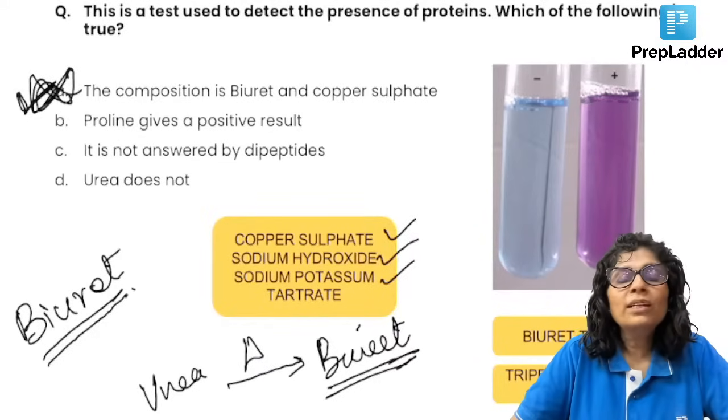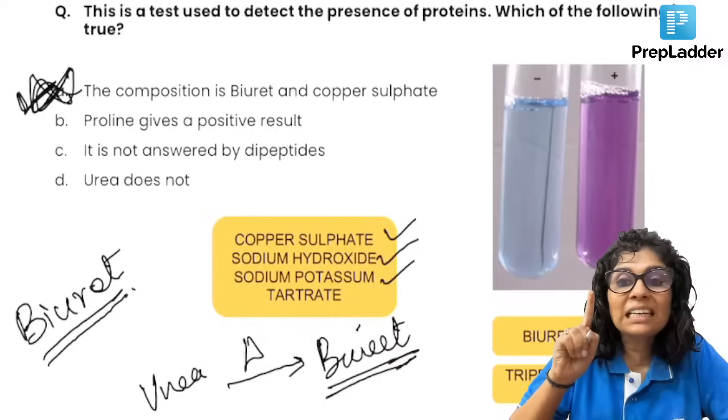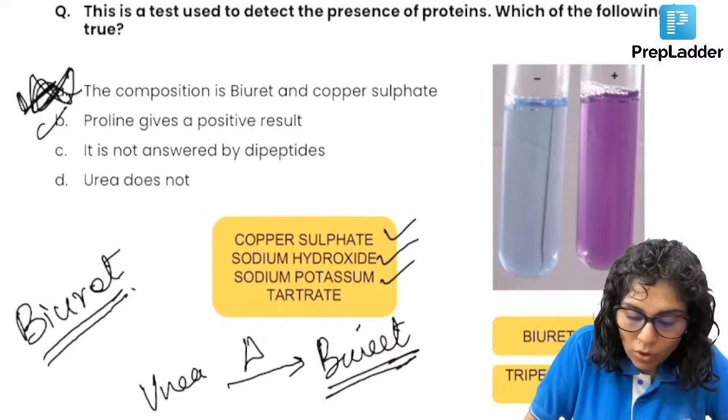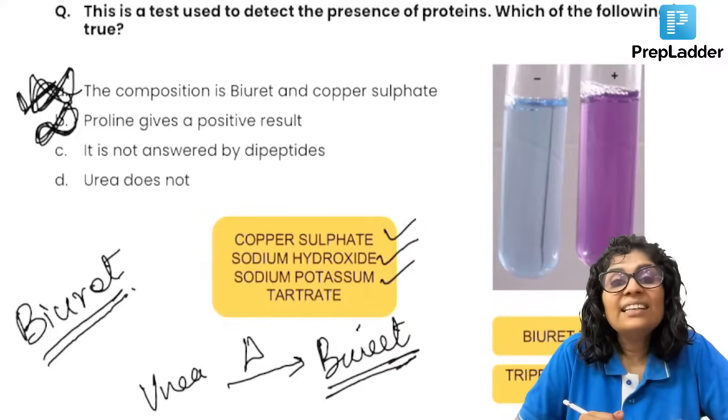Does proline give a positive result? No. Proline is an amino acid. It does not have even one peptide linkage. So it cannot answer Biuret test. B is false. It is not answered by dipeptides.